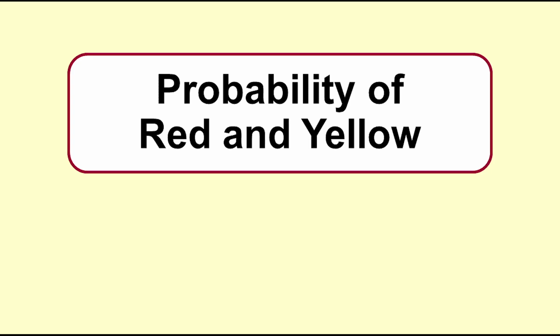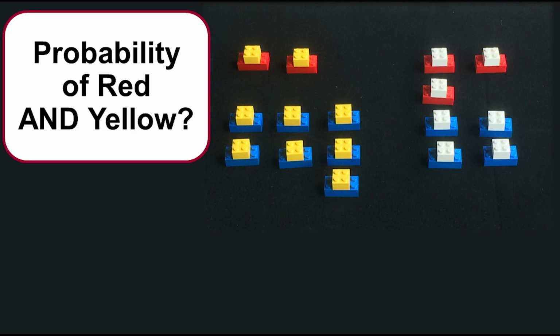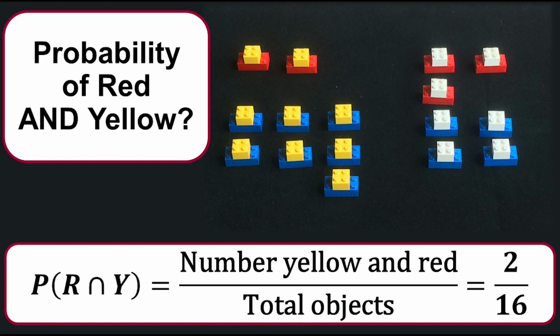The other thing we need to consider is, what is the probability of red and yellow? We are back to having no information about the object. There are 16 objects, so each object has 1/16th probability of being picked. 2 of the objects are red and yellow, so the probability of red and yellow is 2 out of 16. This symbol is the intersection symbol and means AND.